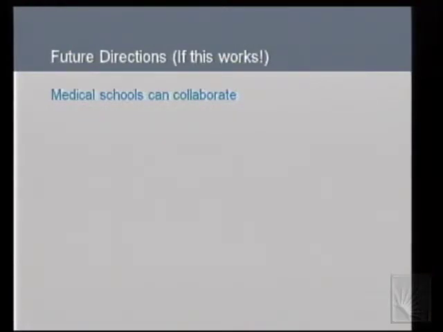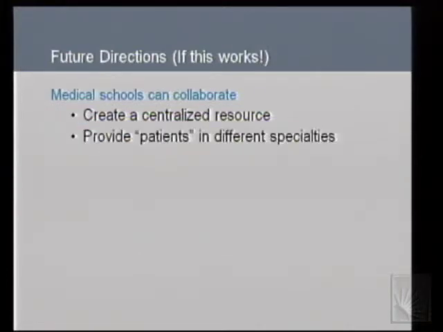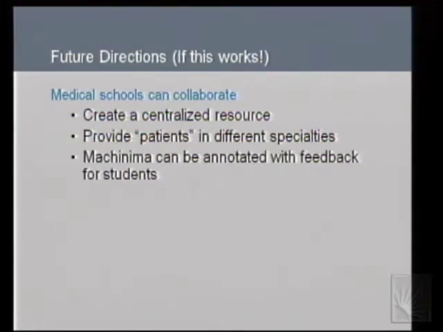So where can we take this? I think it's clearly something in between a real life and the other types of virtual encounters. Potentially, if this works, I think medical schools can collaborate with each other to create these cases. We can have one centralized resource where the psychiatry program can develop a few cases and provide some faculty to work with people, and each specialty can provide their own faculty to work on this. So we would have patients in different specialties.